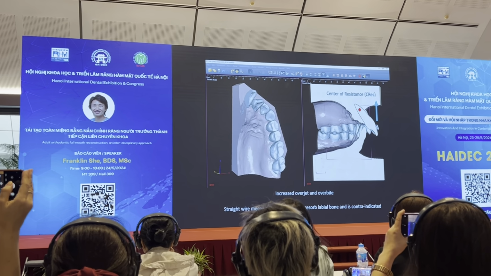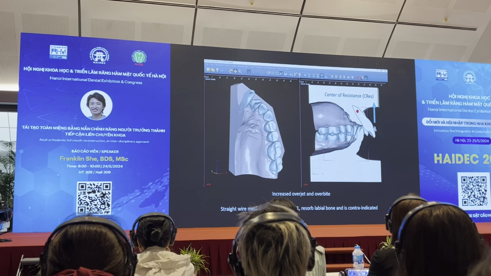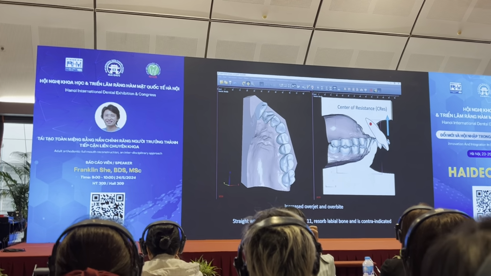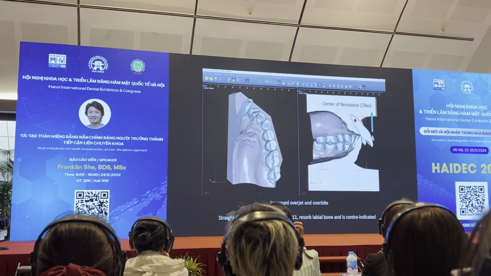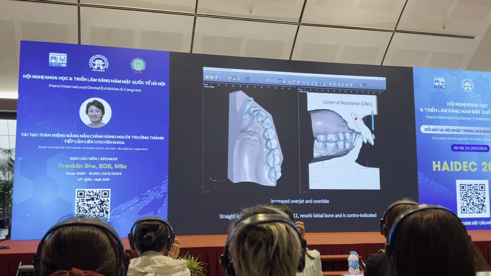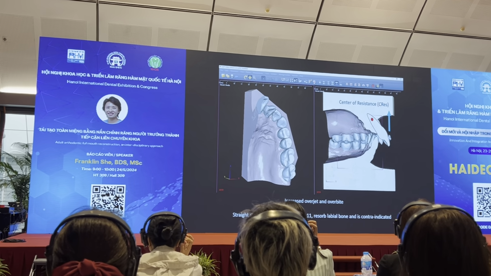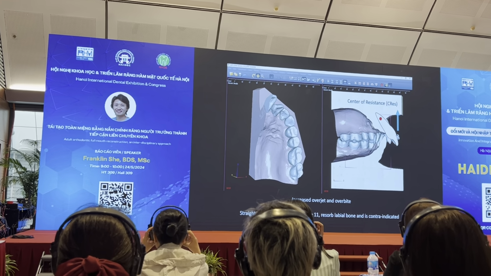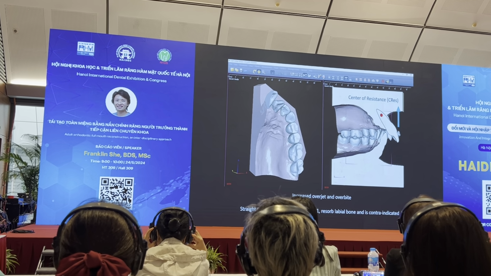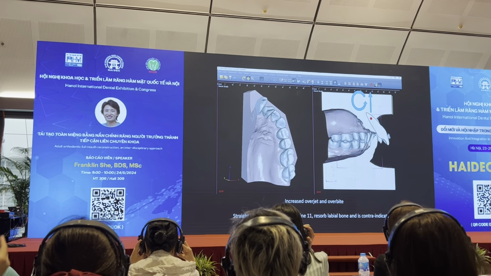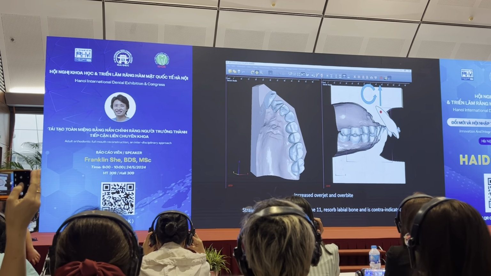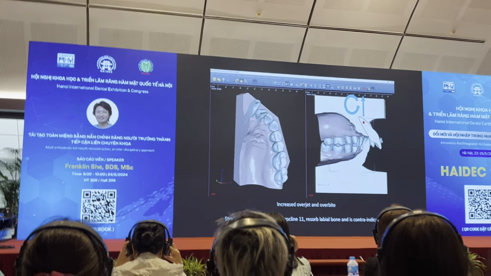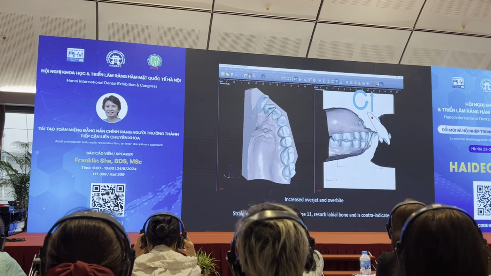Sectioning the upper model in the middle of 1/1 at the sagittal plane showed increased overjet and overbite. Furthermore, if the red circle indicated the center of resistance, it showed that intrusion of 1/1 at the bracket level would protract the tooth during alignment. Therefore, straight wire mechanics was contraindicated as it would protract the upper incisors and resorb labial bone.